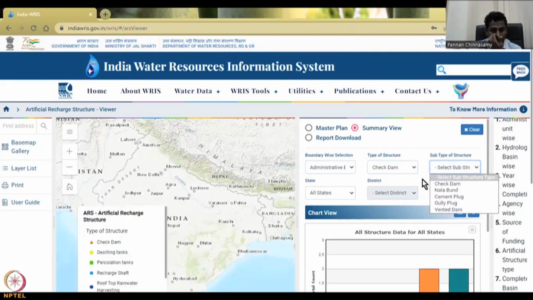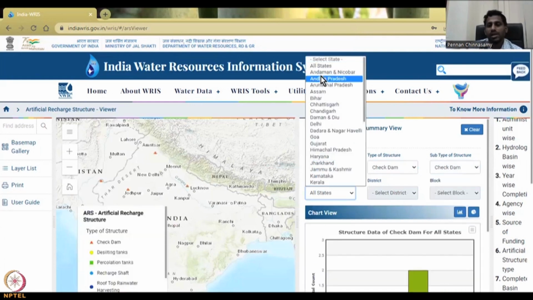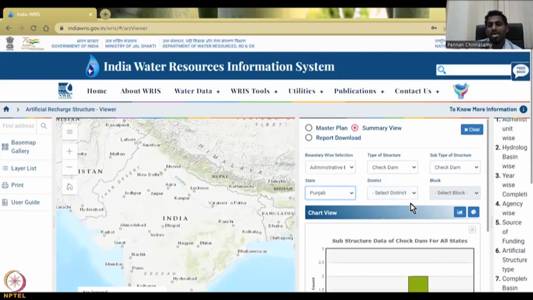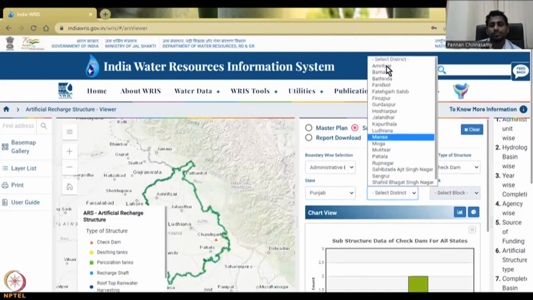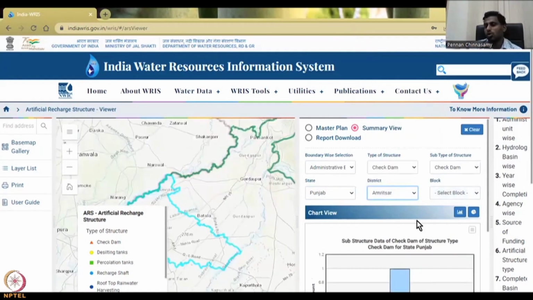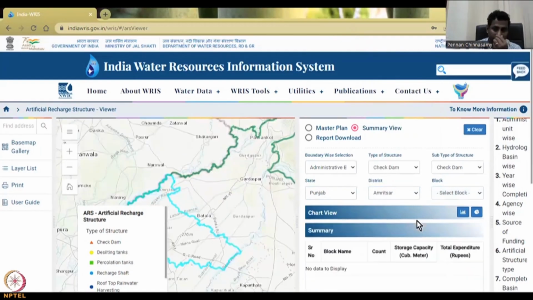Sub-structure, check dam. You can select Punjab, and then we went to Amritsar. You can also go per block, at the block level, where the data is available. Now it's not coming, but it's okay.